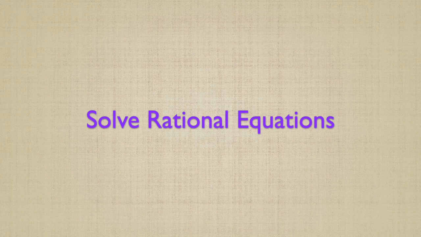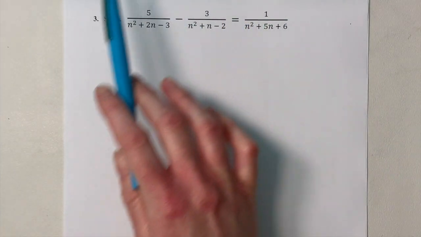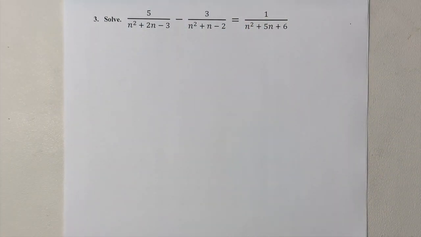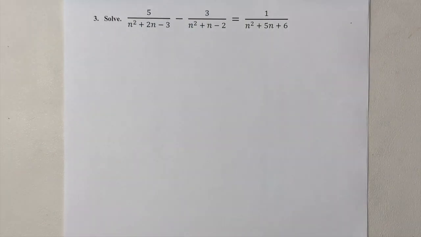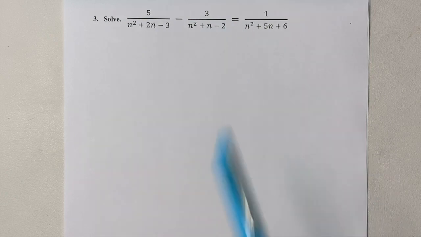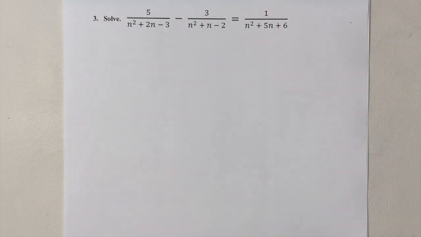In this lesson, we're going to learn how to solve rational equations. Here's an example of a rational equation. It's called rational because it involves fractions, like you see here, and it's called a rational equation because an equation means that it contains an equal sign. We're going to come back to this exact problem later on in this lesson.